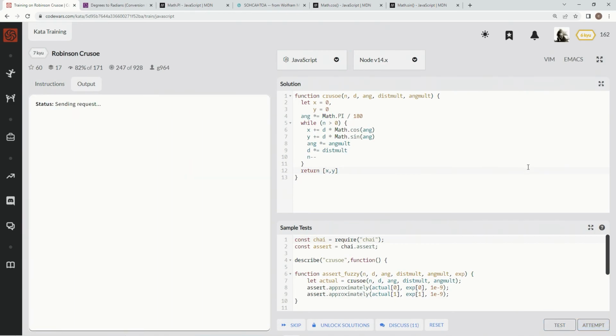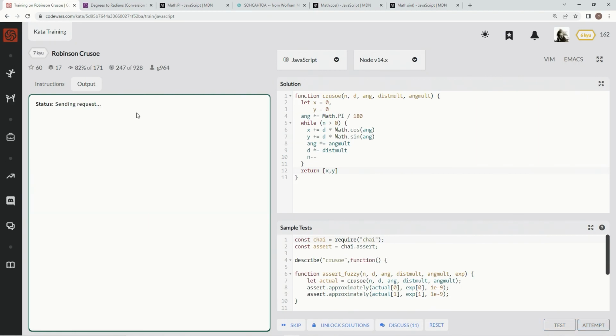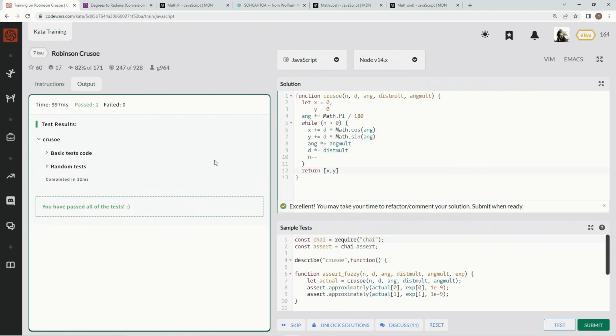Test it out. All right, and it worked. Let's attempt it. 32 milliseconds. There's no real good way to do a one-liner or concise syntax for this one, so we're just going to leave this as it is, submit it.